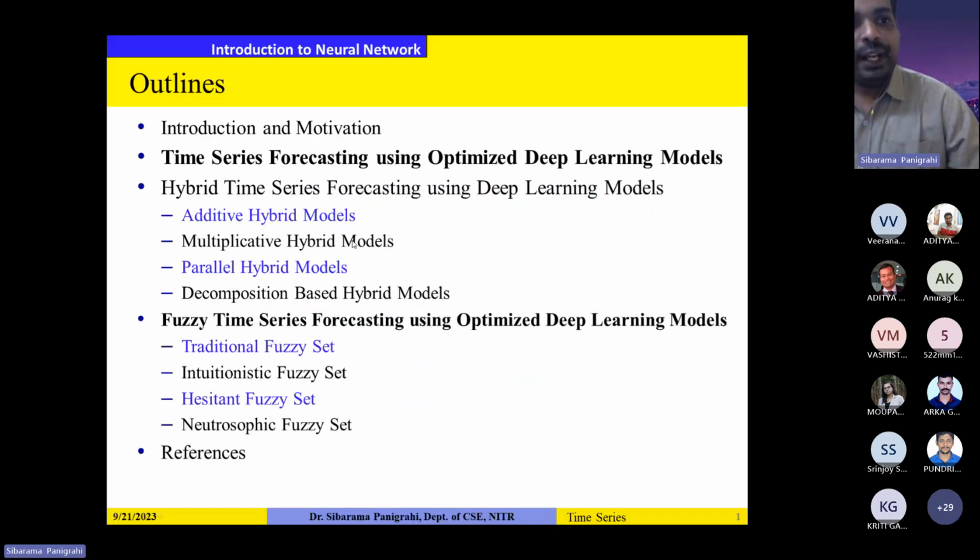So in today's session, I will first introduce what is a time series and what is time series forecasting. Then I will give you the motivation for time series forecasting, and I will specifically emphasize the motivation for material engineering. Then I will go through time series forecasting using optimized deep learning models. Then I will discuss some of the hybrid time series forecasting methods using deep learning models. Then I will go through fuzzy time series forecasting using optimized deep learning models using various fuzzy sets.